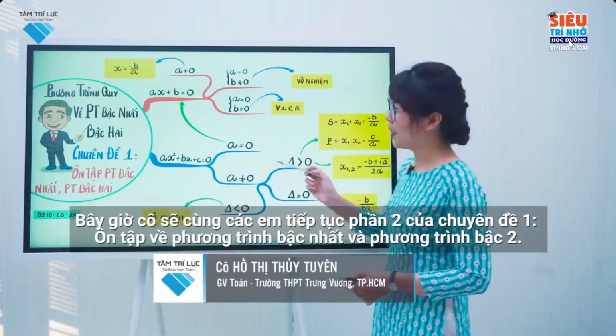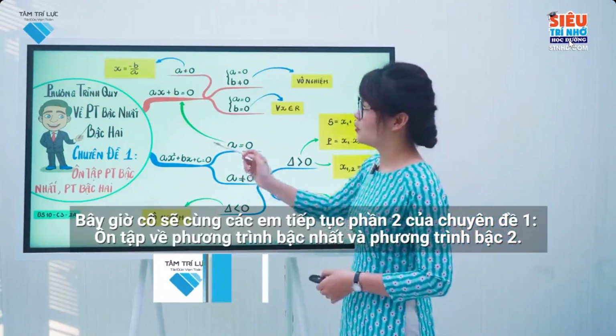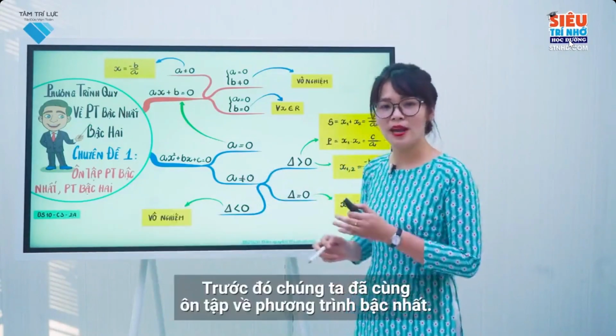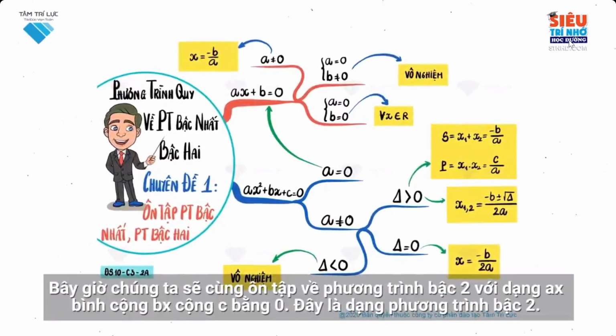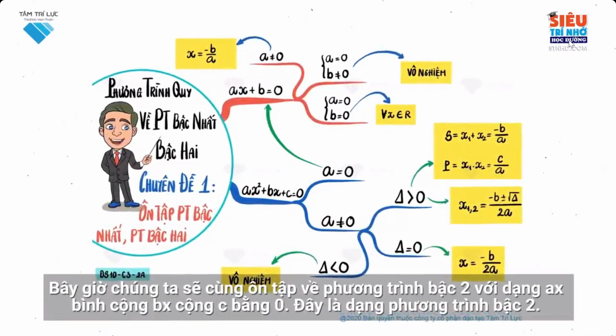Now we will move on to part 2 of theme 1, review of linear and quadratic equations. In the previous part, we reviewed linear equations. Today we will review the quadratic equation with its form ax squared plus bx plus c equals 0.